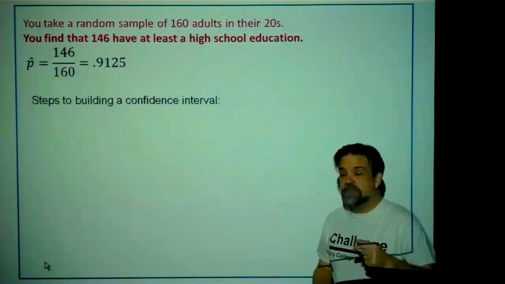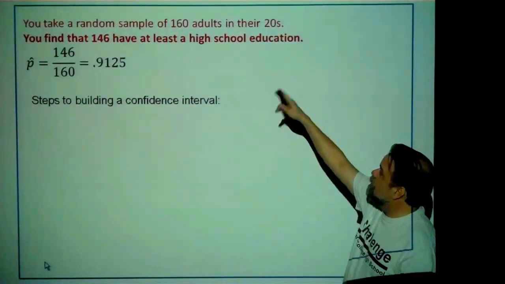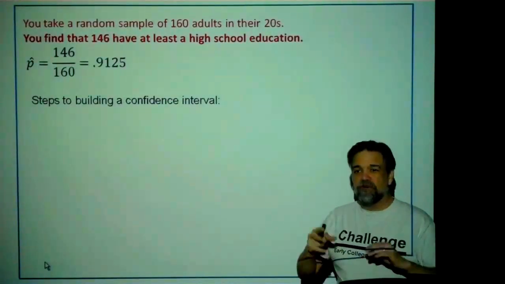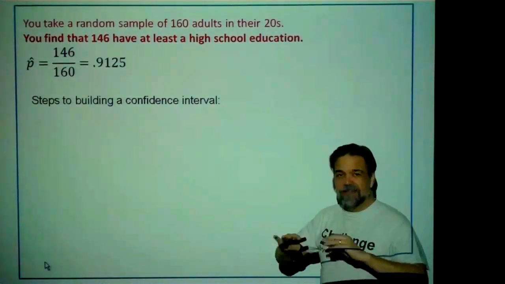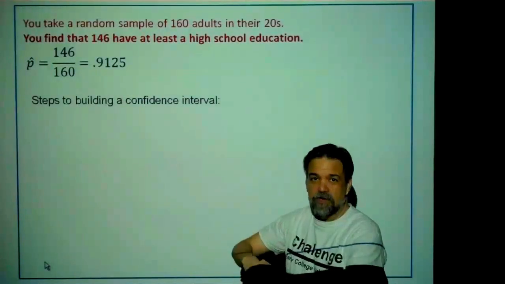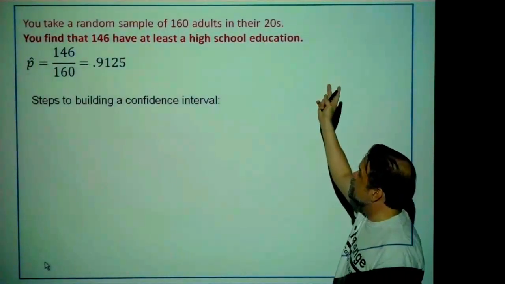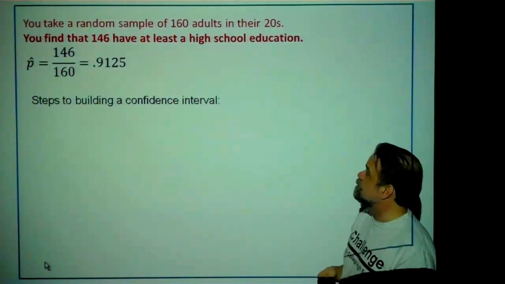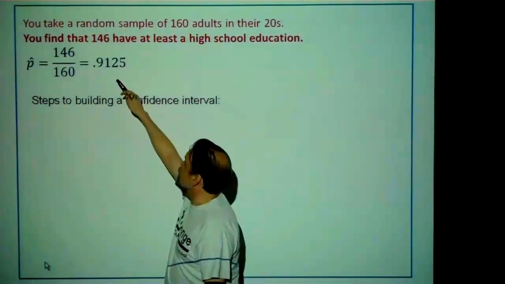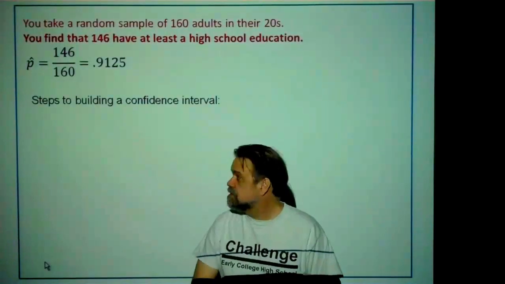So now let's look to the steps of building a confidence interval. I rewrote this a little bit because what I did was I took out the prior hypothesis. That hypothesis, gone, all right? We rejected it. It's no longer part of the picture. Now instead, what we have is a random sample of 160 adults, and we find that 91.25% of them have at least a high school education.